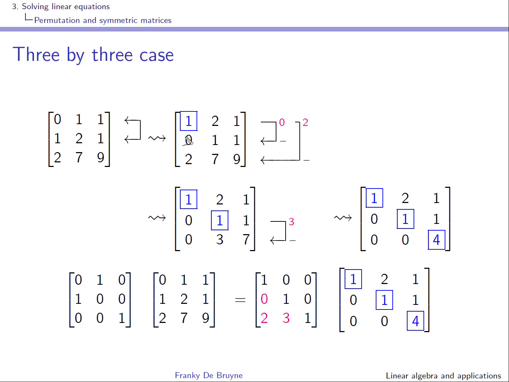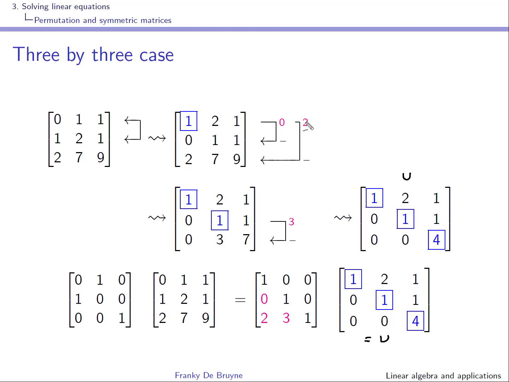You have created a 0 over here, and you need to create one over here. So the multiplier is the entry divided by 1, this one here. You do the operation, you create a 0. You have a new pivot, you need to create a 0 below. The multiplier is entry divided by pivot, so you have a 3 over here. You do this operation and you end up with the matrix U. So this is also equal to this matrix over here.